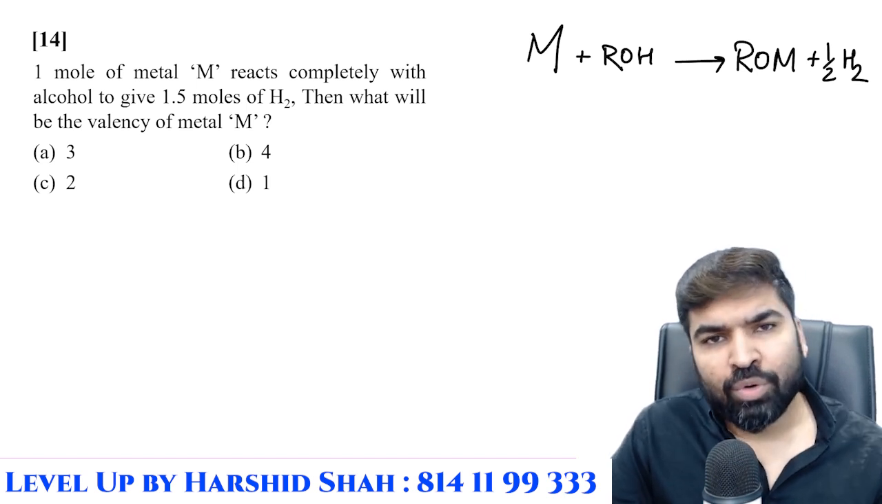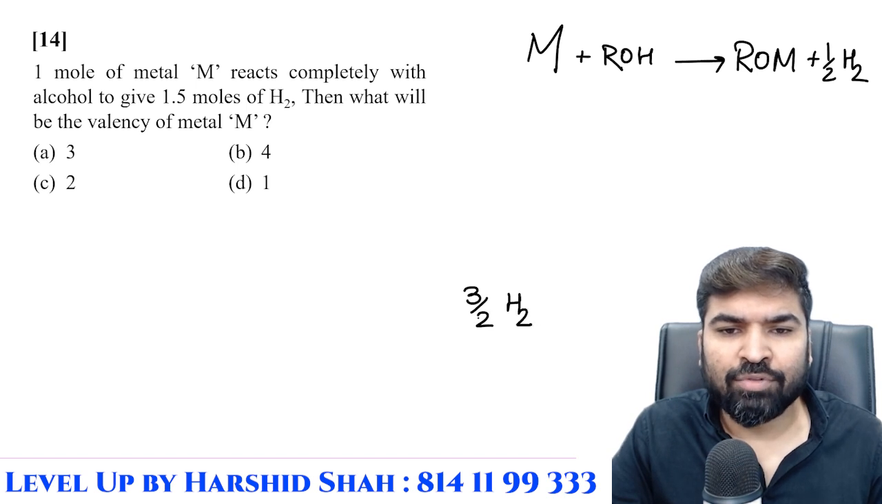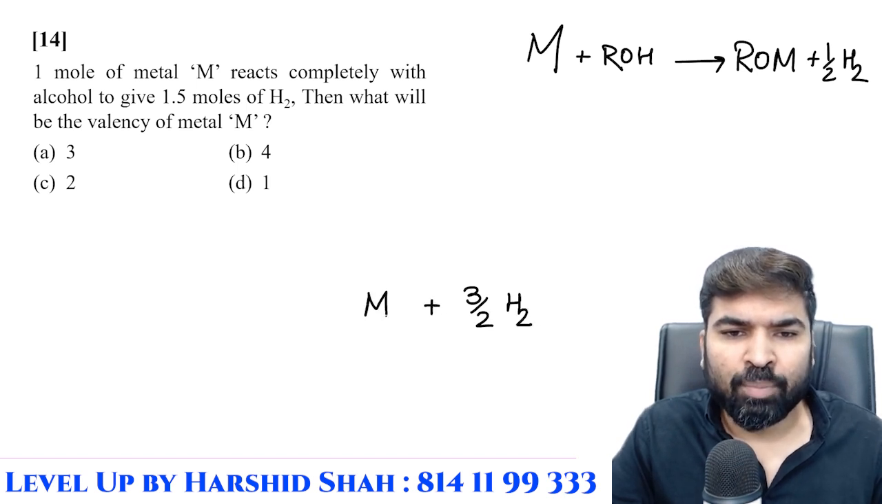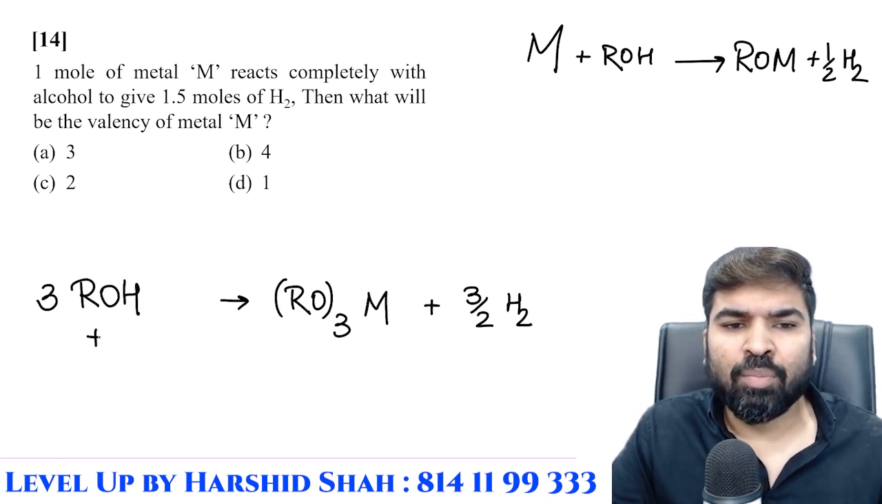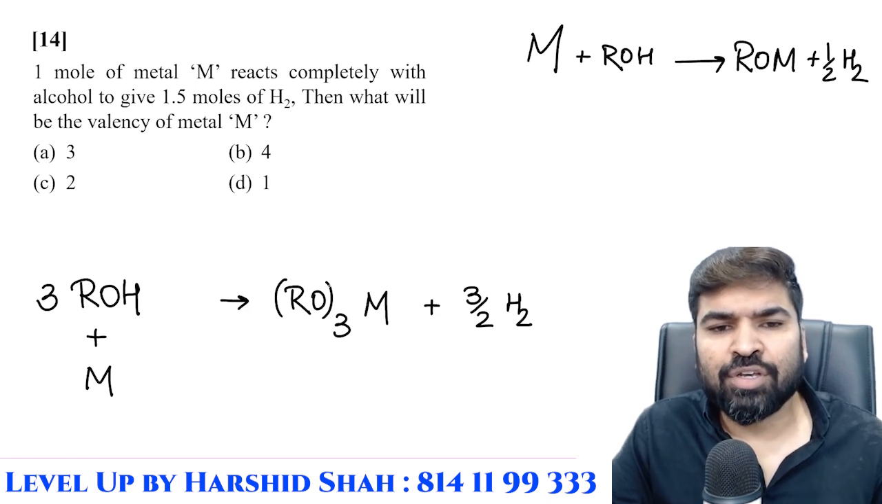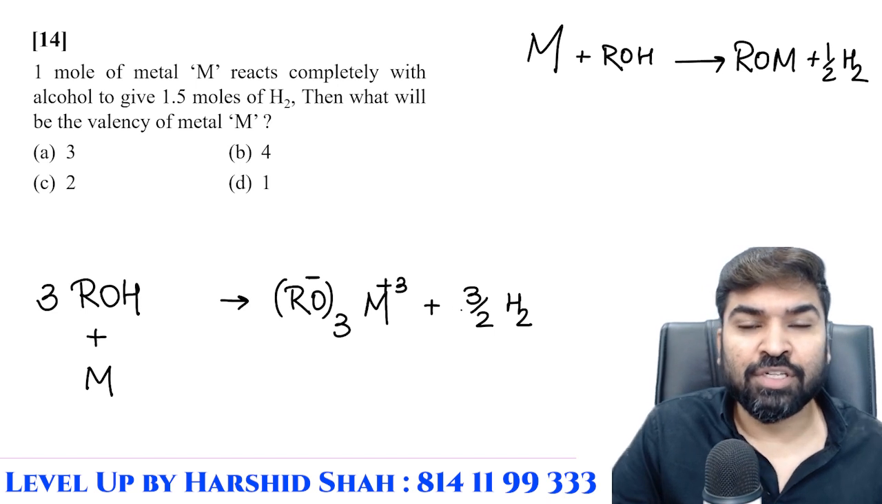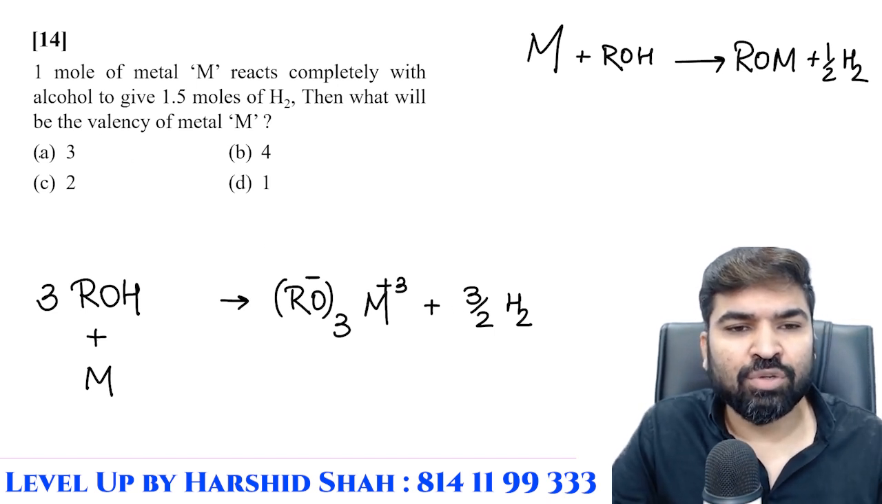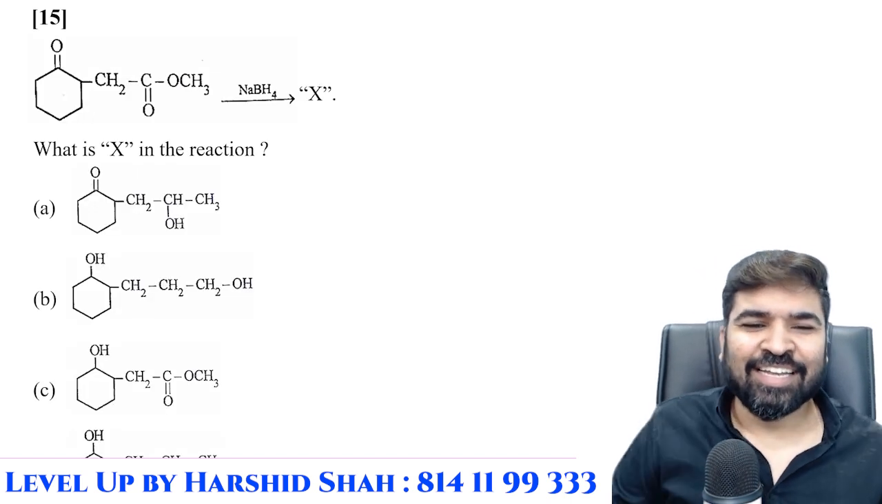So if I want to write the reaction with 3/2 H2, I have to go for the metal combining with the rest of the alkoxide, which are going to be 3. And so we are going to have ROH 3 times plus metal. As you can see here, RO has a -1 charge, so the metal here is going to have +3 charge. So valency is going to be 3. Okay. Let's go for the next one.